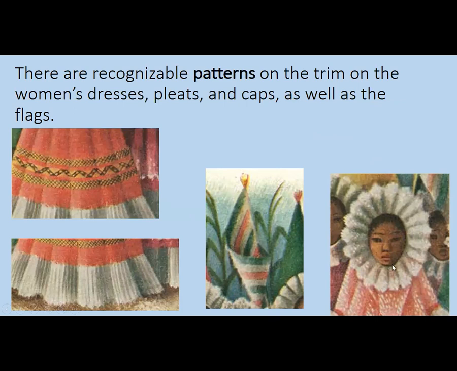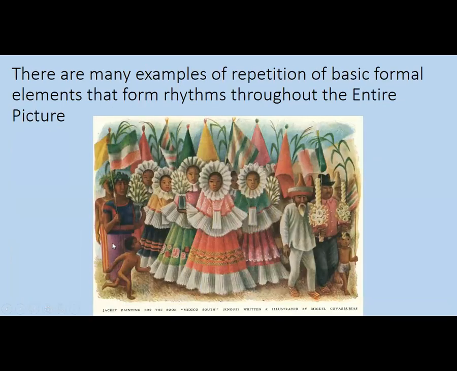That creates a recognizable pattern. Individually, I'm looking at this flag. That creates a recognizable pattern, and the same goes for the trim on the dresses and for the pleats. Those are recognizable patterns. But when you look at the entire picture, there aren't pleats everywhere in the picture, and there's not a flag design everywhere in the picture. So we have to then find things that we can find throughout the entire picture.